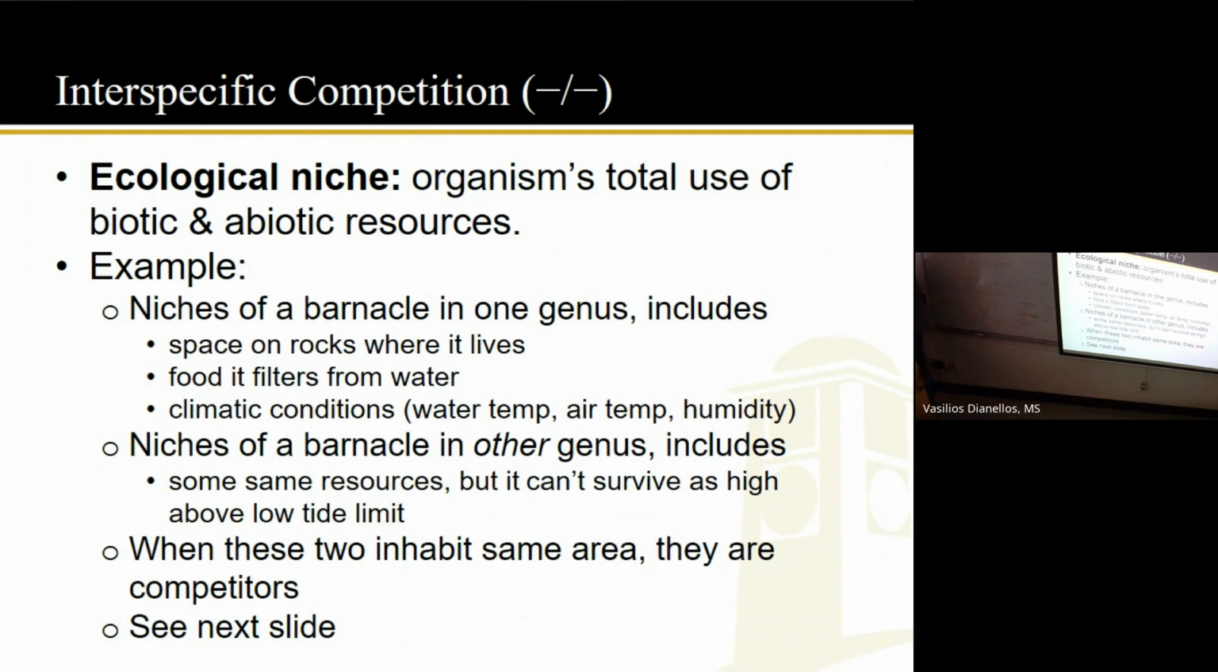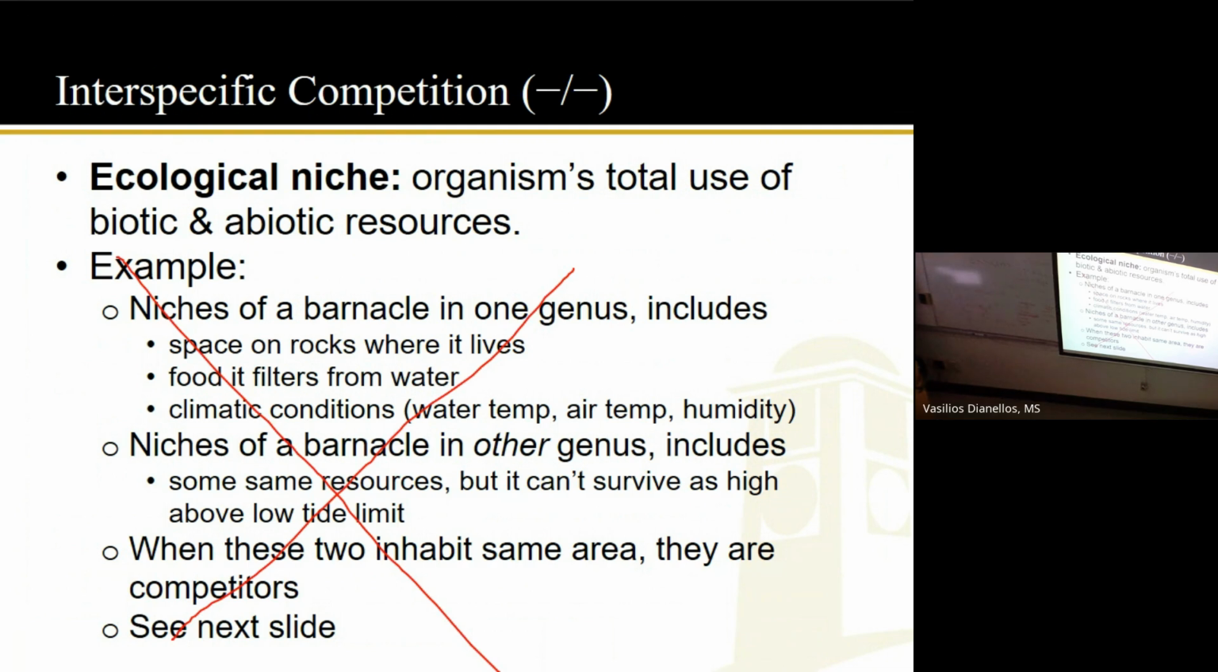So there's this particular genus of these barnacles, and your book gets specific and gives you a name, but I don't care. As a matter of fact, because this is an example, I'm not going to ask you about it or ask you to memorize any of this. But anyway, we have this one genus, but it includes two different species, right? But this genus, when we're talking about the ecological niche of this genus, it includes the space on the rocks where it lives, right? So they can't just live anywhere. They're very specific to where they have to live. So that's a part of their ecological niche.